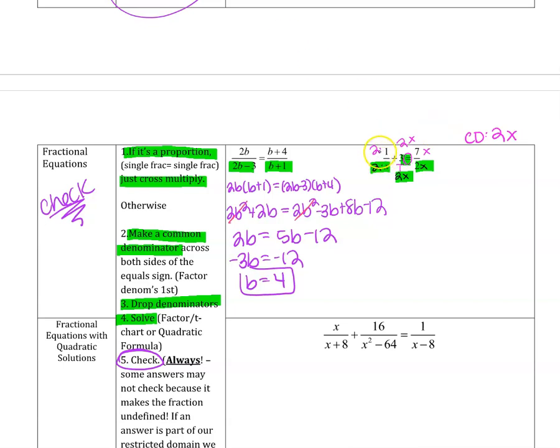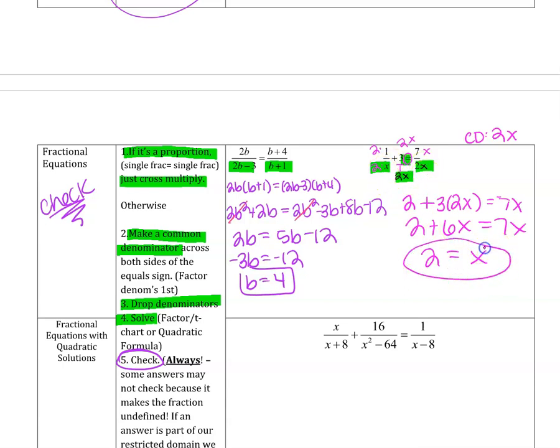So in the numerator, I have 2 times 1 plus 3 times 2x equals 7 times x. So 2 plus 6x equals 7x. So 2 equals x. So again, go back to the original problem. Is this x equal 2 going to cause any denominator to go to 0? And that answer would be, no, it won't. So you don't reject it.